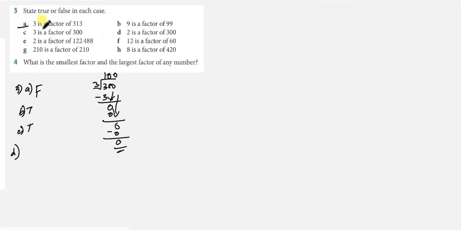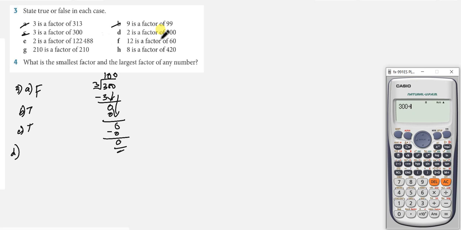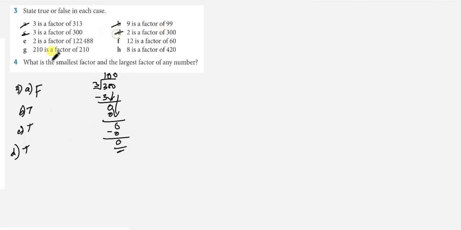Okay, A. Oh, sorry. I took the wrong numbers. It should be C. Okay, we have done A, false. This is true. This is C. Sorry. Okay, D, 2 is a factor of 300. So let's divide 300 by 2. So yes, D is also true. We have E.